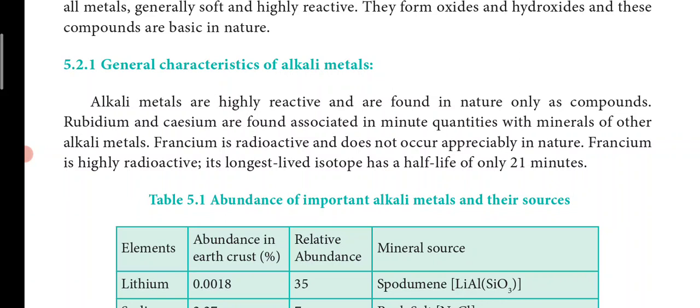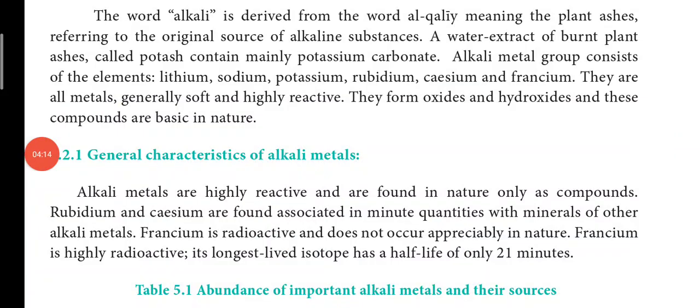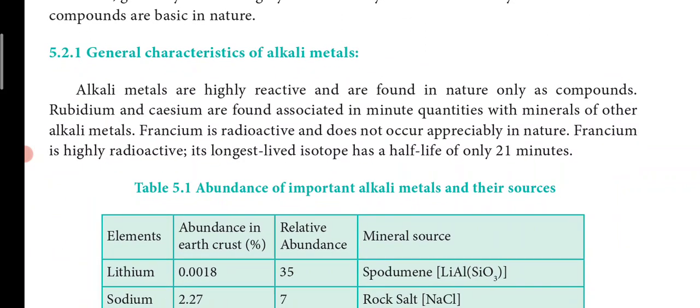Next is the general characteristics of alkali metals. Alkali metals are highly reactive and are found in nature only as compounds. So they do not exist as a free metal. Since they are highly reactive, they will not be present as metal in their own state. They will be combining with other elements in the periodic table and will form compounds. Rubidium and cesium are found associated in minute quantities with minerals of other alkali metals.